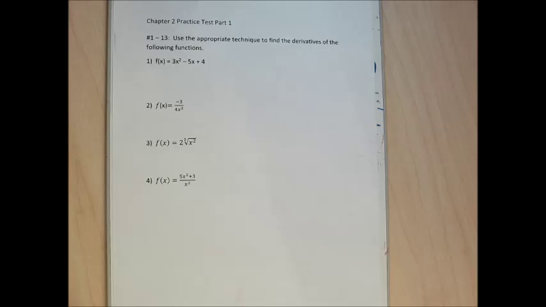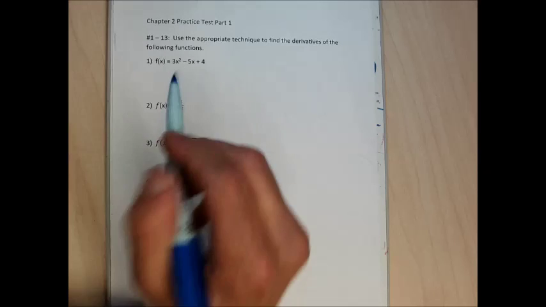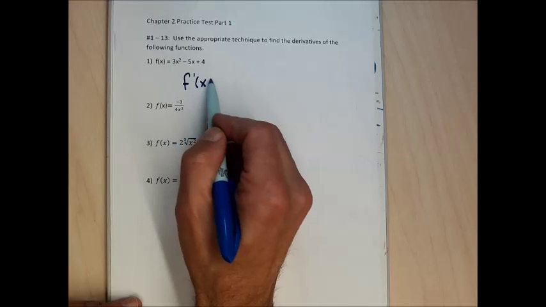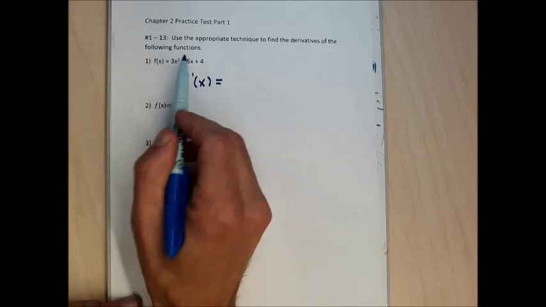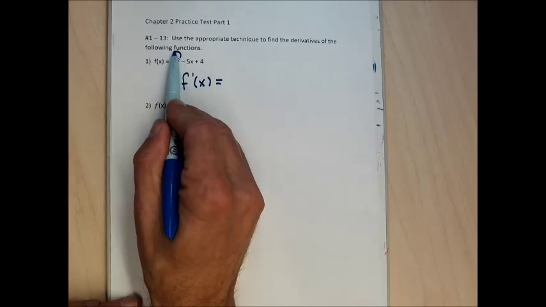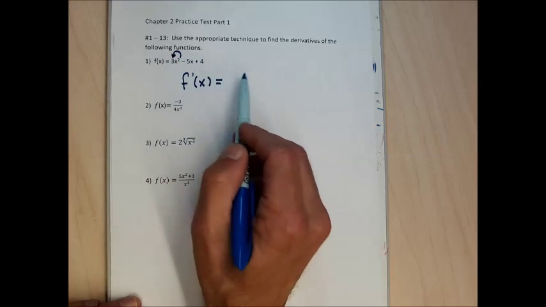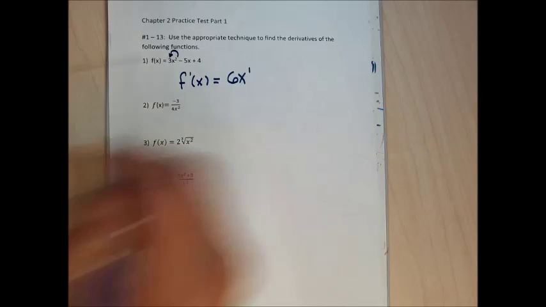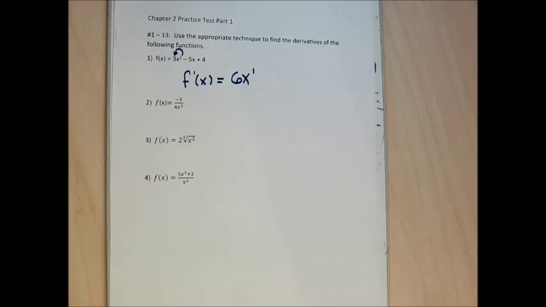So problem 1 is probably the easiest derivative to take. We're just going to find the derivative by multiplying the exponent by the coefficient, lowering the exponent by 1. So the first term, 3x squared, I'm going to multiply the 2 by the 3 and get a 6. I'm going to lower the exponent and get 6x to the first, but I probably shouldn't have written that one.